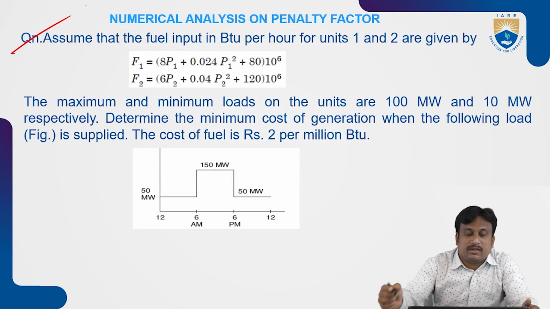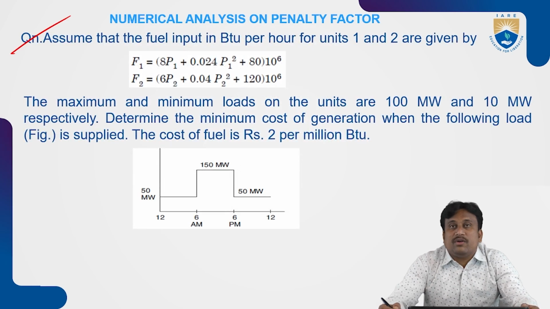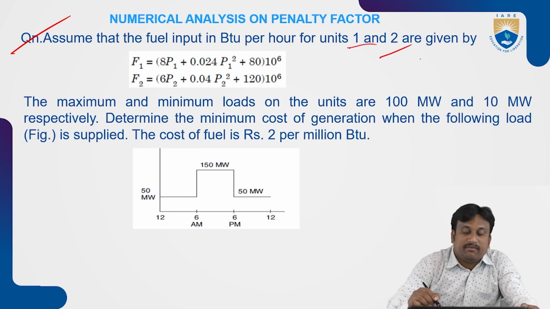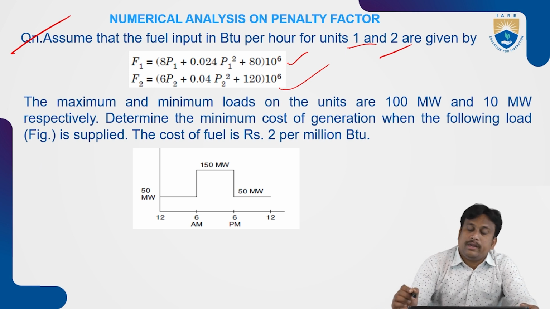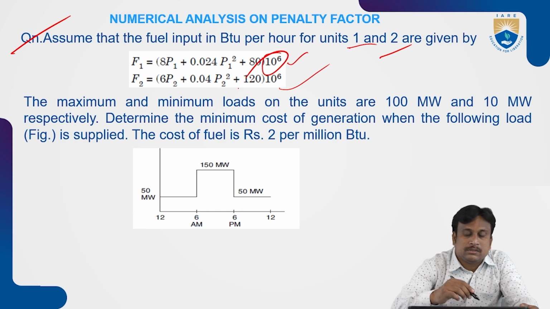Another question is given here. Assume that the fuel input in BTU per hour for units 1 and 2 are given by F1 and F2. So F1 is 8 P1 plus 0.024 P1 squared plus 80 into 10 power 6.